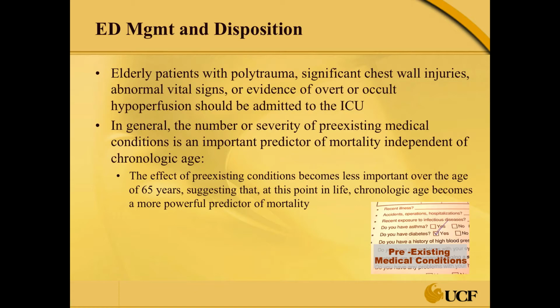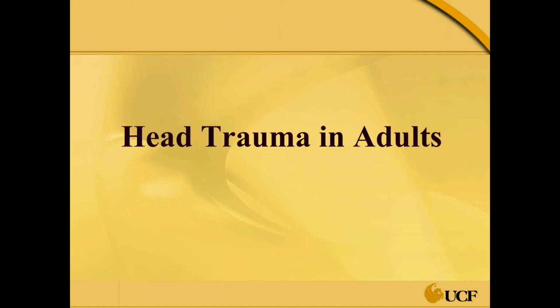The risks for thrombotic complications also need to be considered. Elderly patients with polytrauma, significant chest wall injuries, abnormal vital signs, or evidence of overt or occult hypoperfusion should be admitted directly to the ICU. The number and severity of pre-existing medical conditions is an important predictor of mortality, independent of chronologic age. The effect of pre-existing conditions can actually become less important after the patient is age 65. In other words, at that point in life, chronologic age becomes a more powerful predictor of mortality than their actual pre-existing medical conditions. That's pretty significant, that the effects of aging can be more powerful than the actual patient's history of problems.